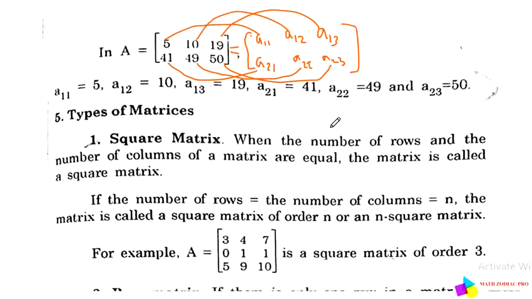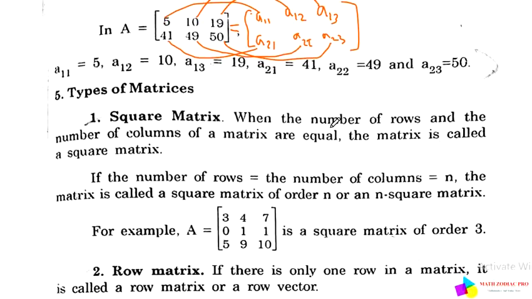Next is the types of matrix. The first one is the square matrix. When the number of rows and the number of columns of a matrix are equal, the matrix is said to be a square matrix. So square matrix means the order is the same. We take the matrix A equal to 3, 4, 7, 0, 1, 1, 5, 9, 3. Its order is 3 by 3. So this is a square matrix.